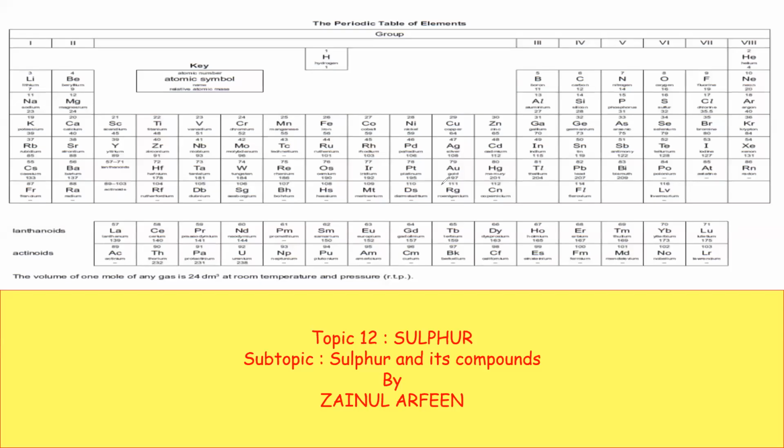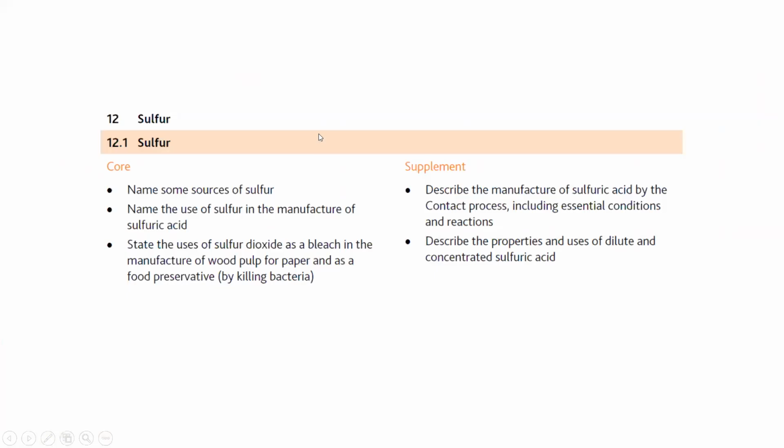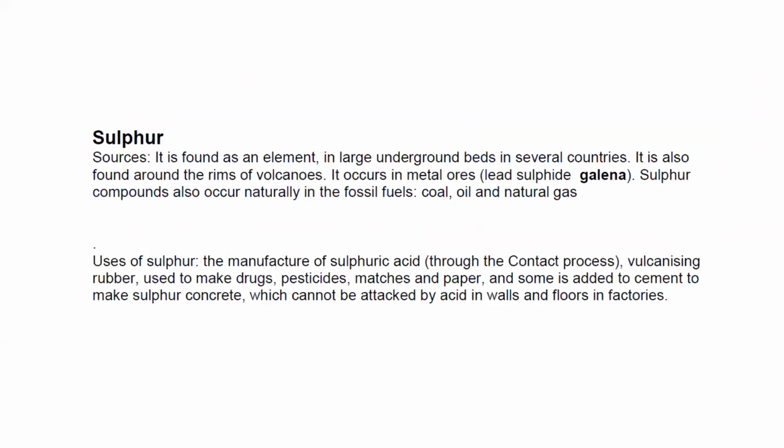So topic 12 is about sulfur and its compounds. These are the learning objectives. You should be able to mention the sources of sulfur, how we can manufacture sulfuric acid by the contact process, then the uses of sulfur, the test for sulfur dioxide and its uses, and describe the manufacture of sulfuric acid.